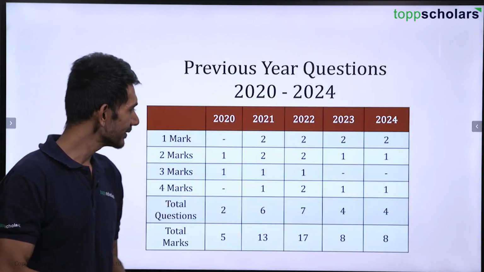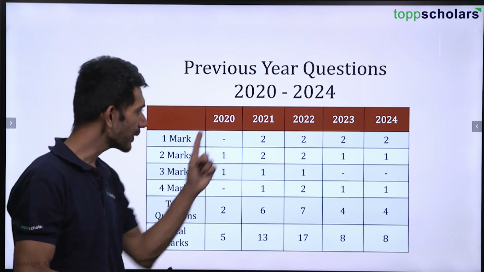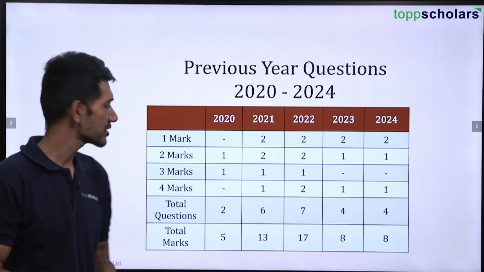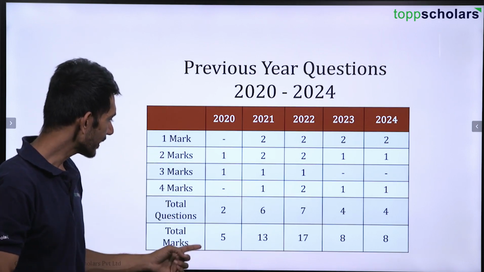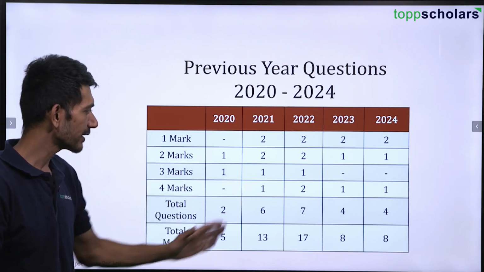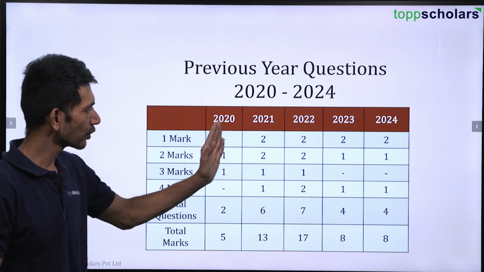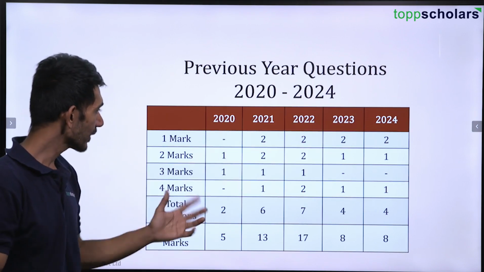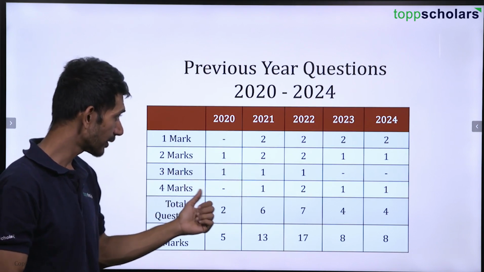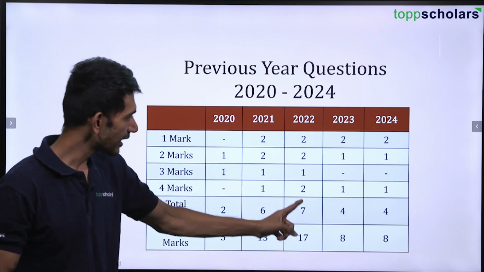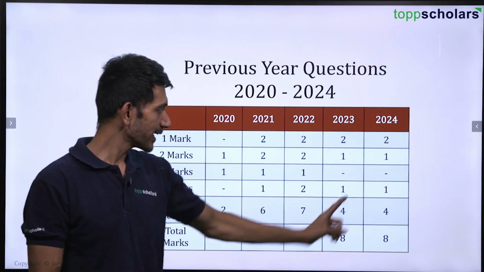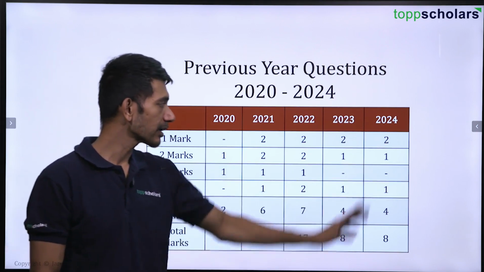So if you see over here for arithmetic progression from 2020 to 2024, let us try to understand and analyze how many questions were actually asked. In 2020, there was one question of 2 marks and one question of 3 marks. This was the COVID time anyways. If you just focus on 2021 to 2024, you can see that there are 2 questions of 1 mark, 2 questions of 2 marks, 1 question of 3 marks and 1 question of 4 marks. So all the types of questions were asked here in 2021, in 2022. Even in 2024 and 2023, if you see, only the 3 marker was not asked.